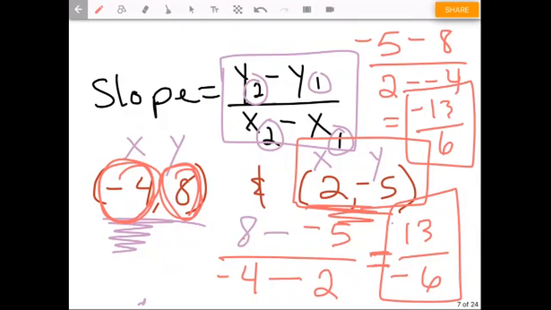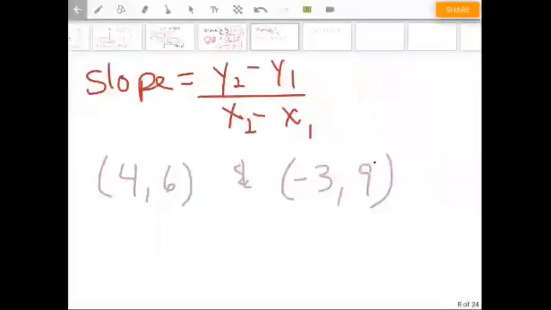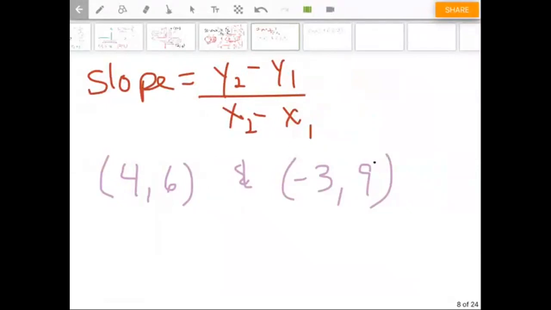Cool. Thank you. Use either ordered pair, but it's important that whatever one you start with on top, you start with that one on the bottom. That's good to know. Yep. Any other questions?